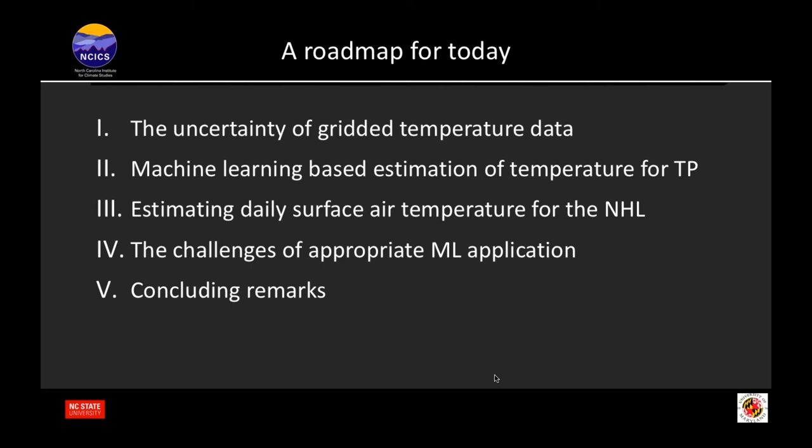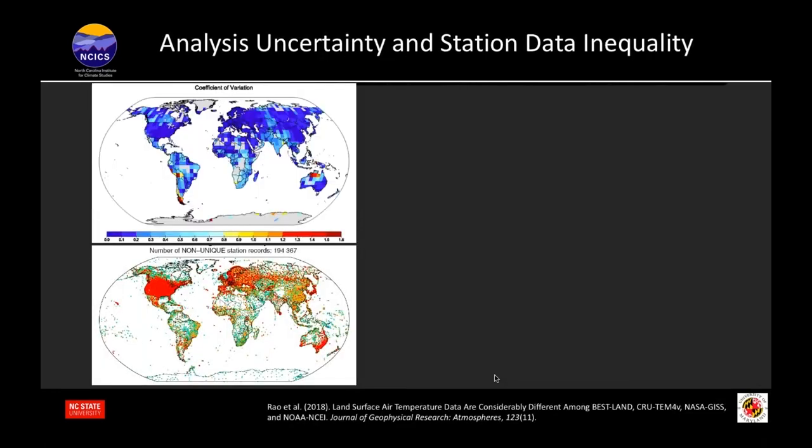So here, just showing a map of the station measurements of temperature over the global land surface. On the bottom figure here, we can see most stations are highly clustered over North America and Europe, and for regions like Africa and South America, especially over the Amazon, we don't have many stations. When we move to the polar regions and high mountain regions, the density of the stations is quite sparse.